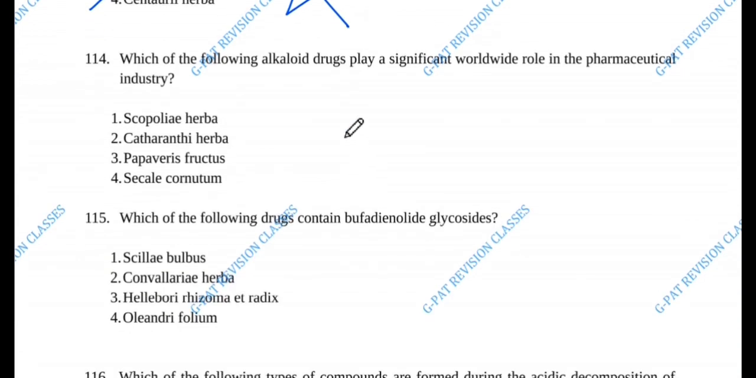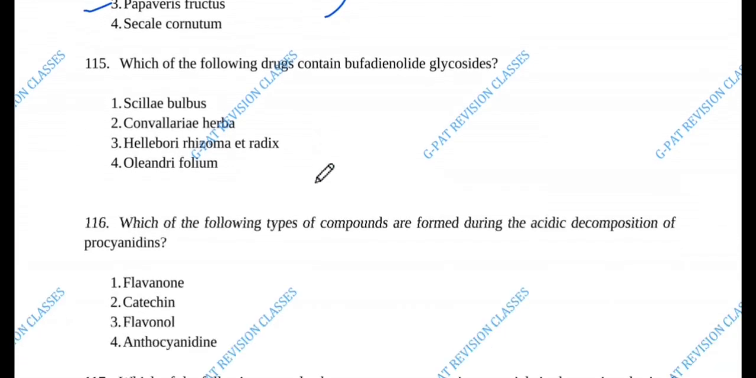Which of the following alkaloid drugs play a significant worldwide role in the pharmaceutical industry? The answer is 3, Papaveris fructus. The answer is 3. Next is question number 115.